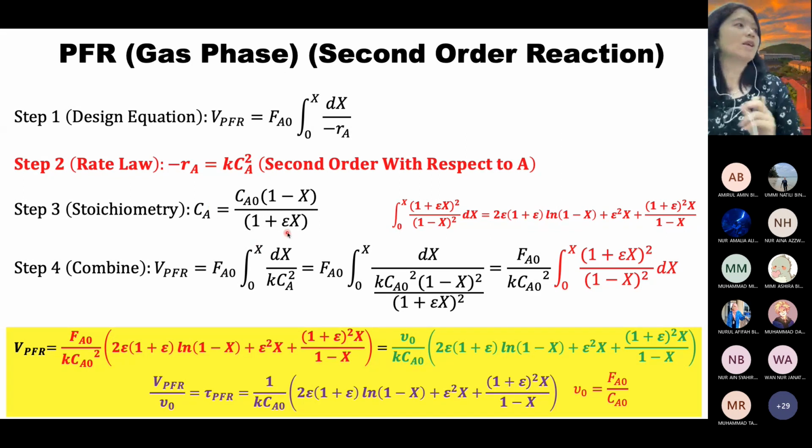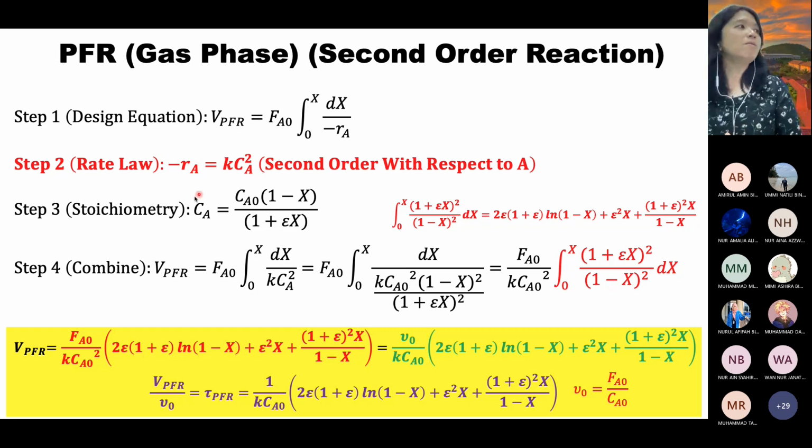So why they become long? Okay, let's see the derivation. So volume PFR sama dengan FA0 integrating 0 to X dX per kCA power of 2. So CA power of 2 tu saya kena kuasa 2 kan yang CA ni lah.